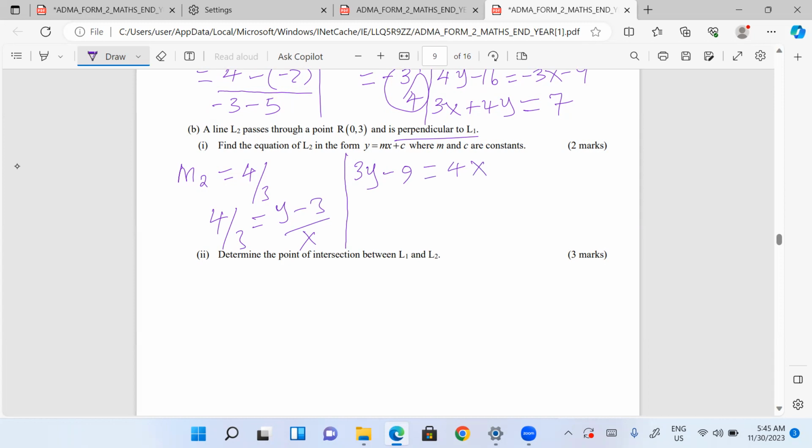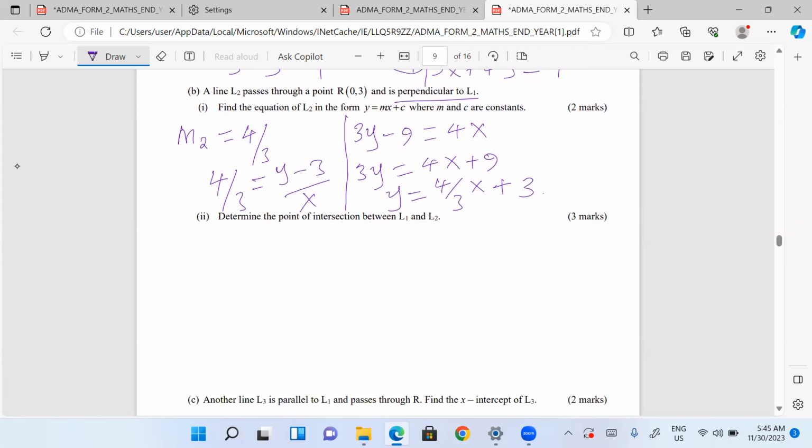But now remember, the equation has to be rearranged in the provided order. Therefore, 3y equals 4x plus 9. The 9 becomes positive to this side, sorry. Then y equals 4 out of 3x. So when I'm dividing by 3, this 9 should also become 3. Plus 3. Therefore, this is the equation in the desired format.